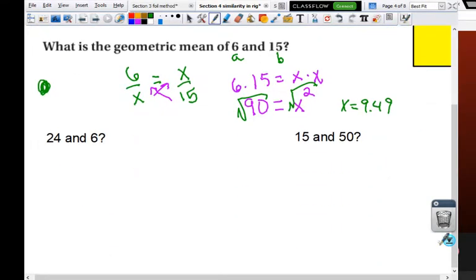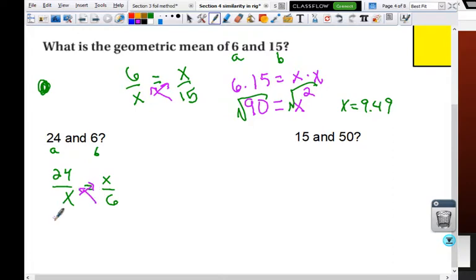All right, let's try another one real quick. Let's find the geometric mean of 24 and 6. I'm going to say 24 is A, 6 is B, so 24 over X equals X over 6. And we're going to solve them basically the same way. We're going to cross multiply.